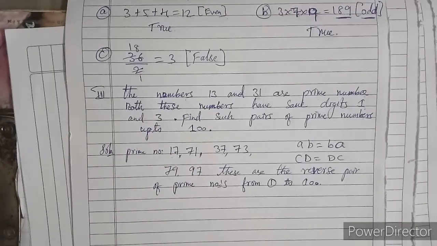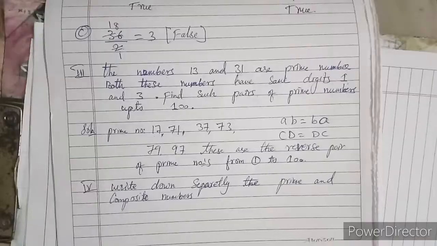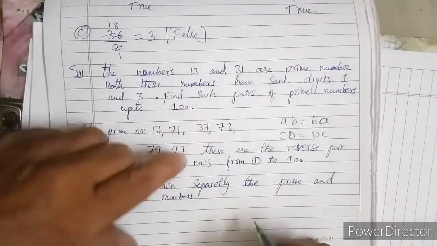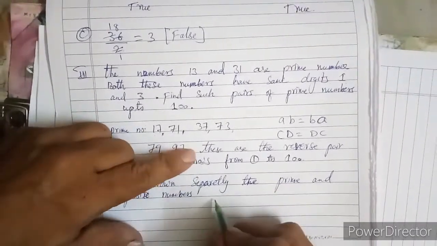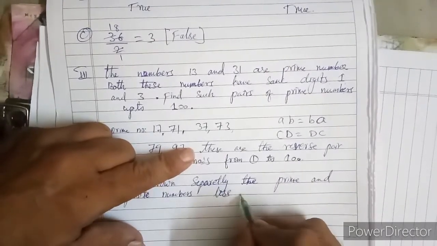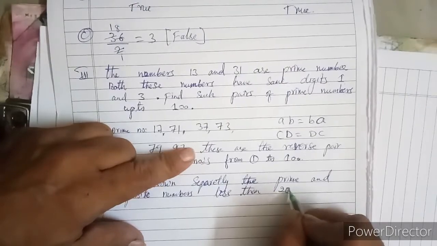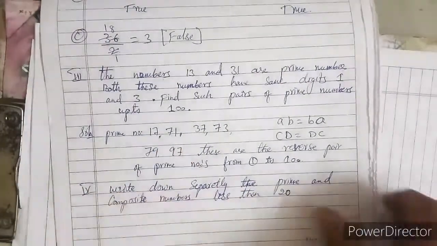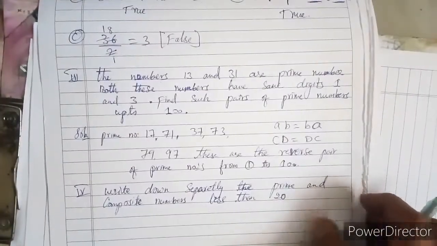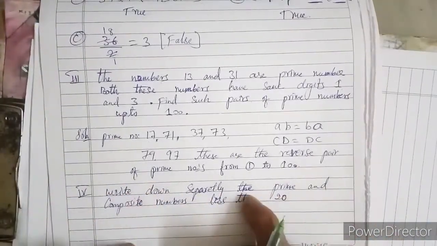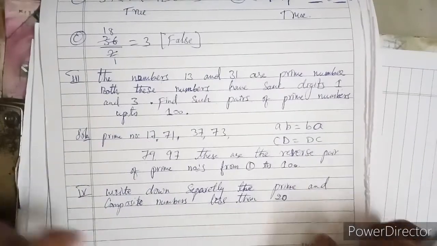Next question I am going to explain is question number 4. Composite numbers from numbers less than 20, right? So what prime numbers will be there? We have to separate the prime numbers and composite numbers less than 20.